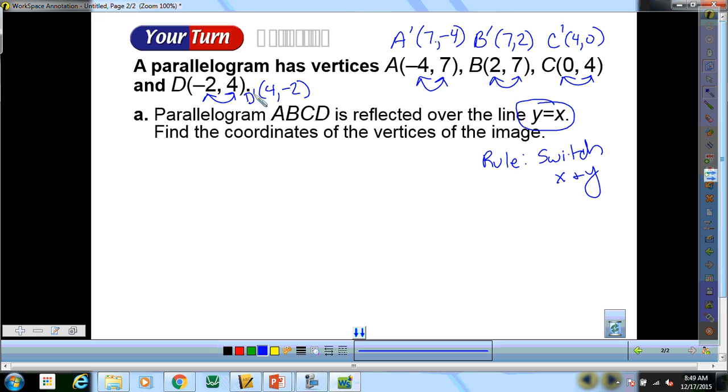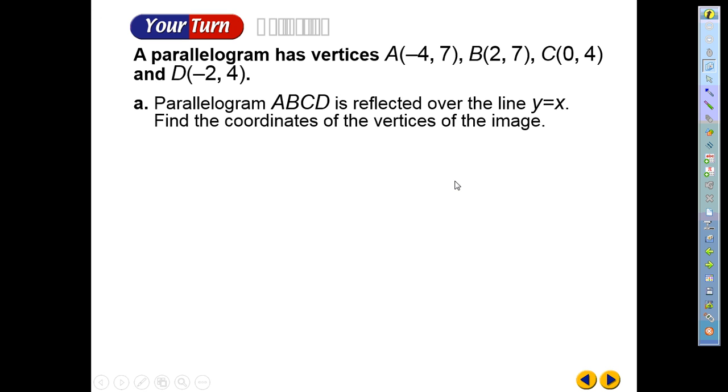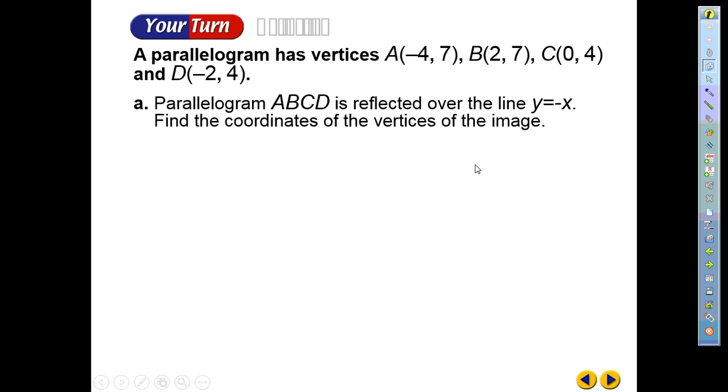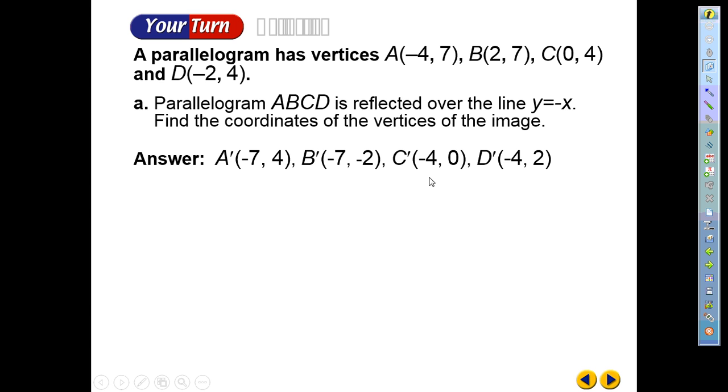So that is the rule. You do have to memorize these rules. It will make your life so much easier. But they're not hard rules. You're not doing complicated math. So if we flip all of the points, we get our new points. And then we can actually look at a new problem.